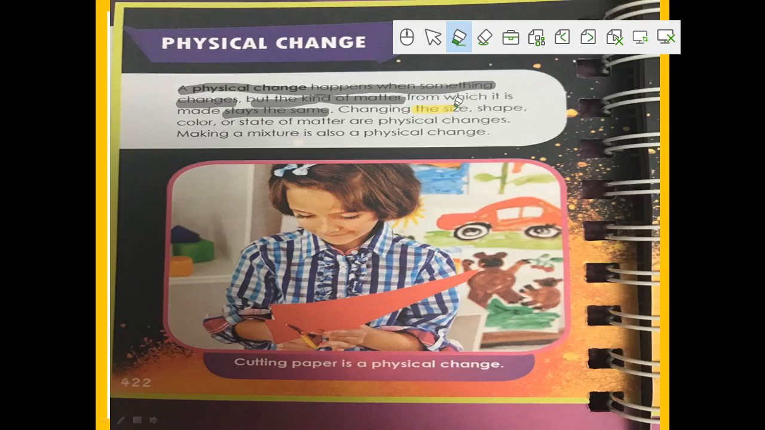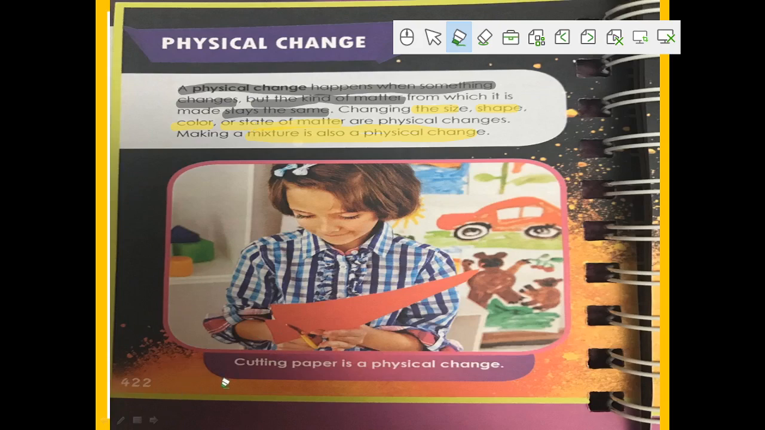When we change the size, shape, color, or state of matter, we change the matter, or rather, changing the size, the shape, the color, or state of matter are physical changes. Making a mixture is also physical change. Mixture like the salad, the vegetable salad or the fruit salad.